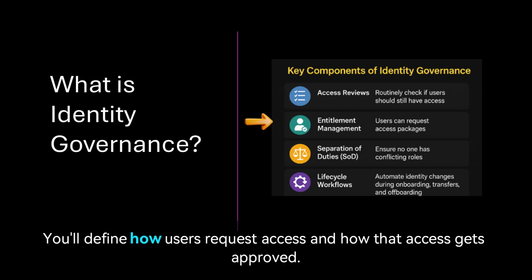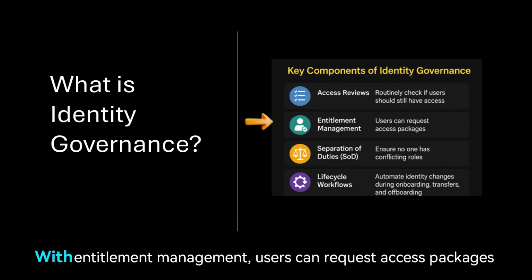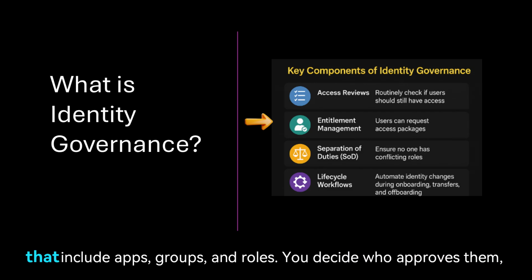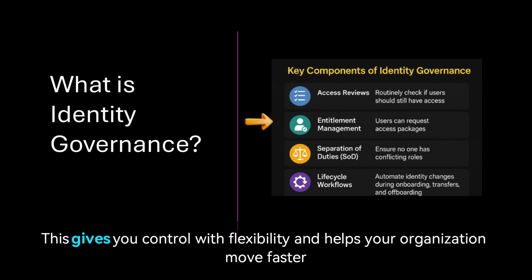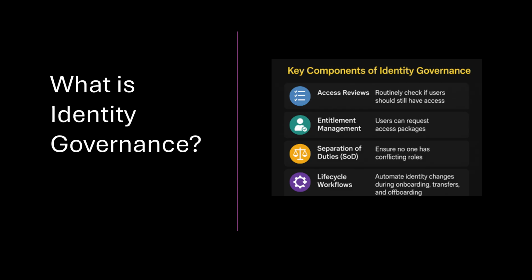You'll define how users request access and how that access gets approved. With entitlement management, users can request access packages that include apps, groups, and roles. You decide who approves them, how long access lasts, and under what conditions it's granted or revoked. This gives you control with flexibility and helps your organization move faster without compromising security.